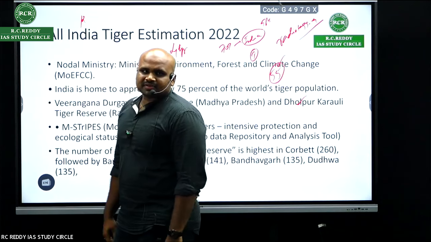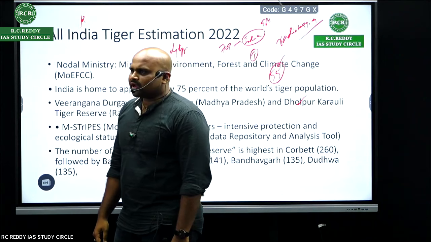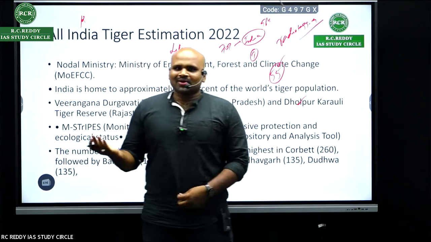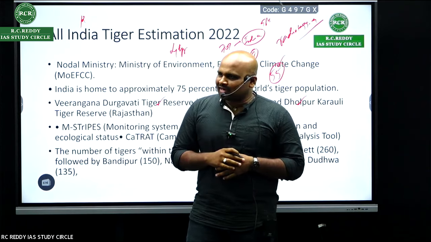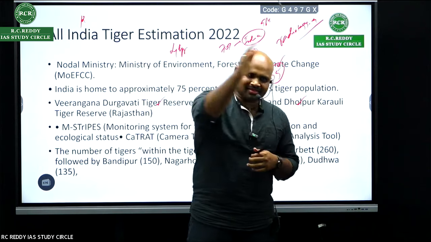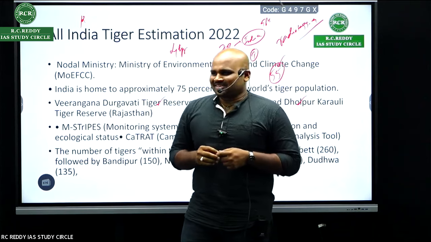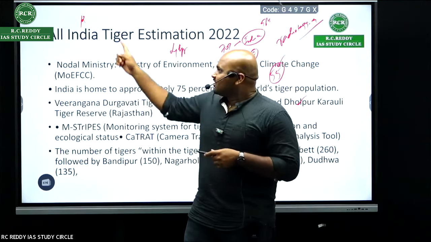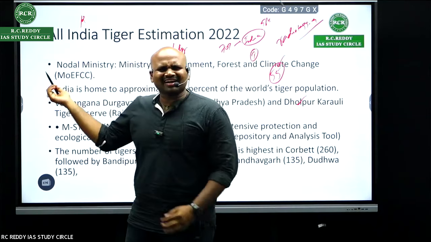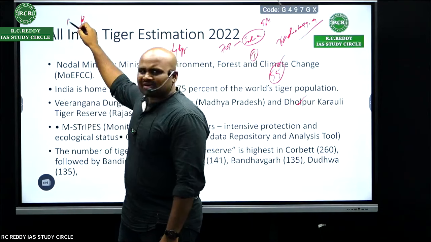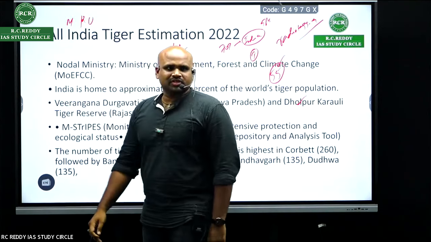Highest tiger population is present where? Karnataka? AP? There is only one tiger in AP. Right? So please, which population? Why is Karnataka coming now? Madhya Pradesh, then Karnataka, then Uttarakhand. This is with respect to tiger.